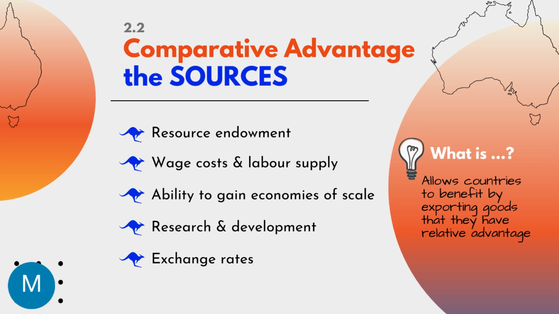So, from where could a country gain comparative advantage? The sources of comparative advantage include resource endowment, which means the natural resources available in the country or the climate of the country. Secondly, wage cost and labor supply of the country also allow a country to gain comparative advantage in producing a certain good or service. Higher labor productivity and low wage costs allow a country to produce a good or service at lower opportunity cost.